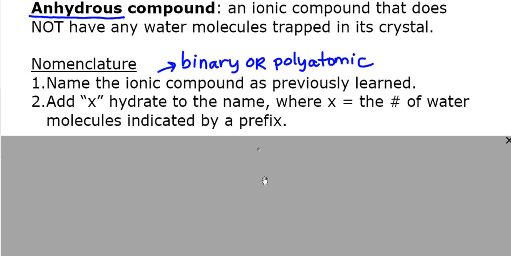So what you want to do, the rule says add X hydrate to the name, where X is going to indicate the number of water molecules that are present. And you do that by using your prefixes. Same prefixes: mono, di, tri, etc. So now let's try some examples so you can see how it works, and then you can try a couple on your own.